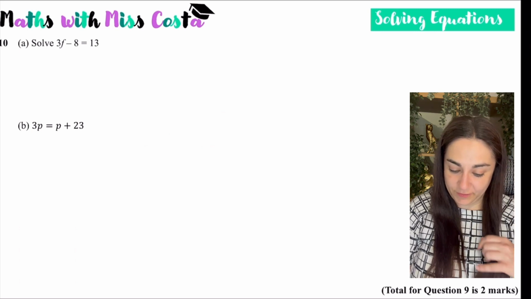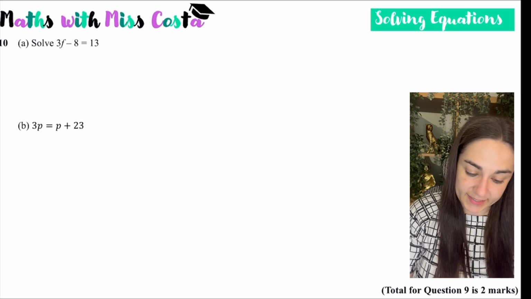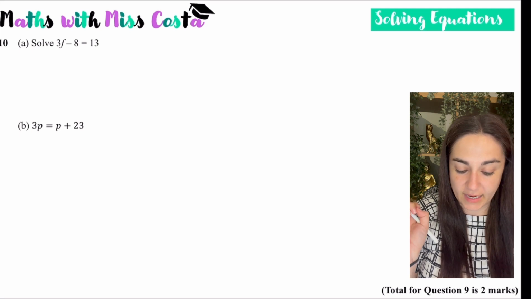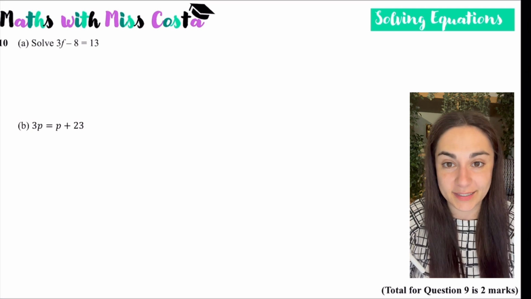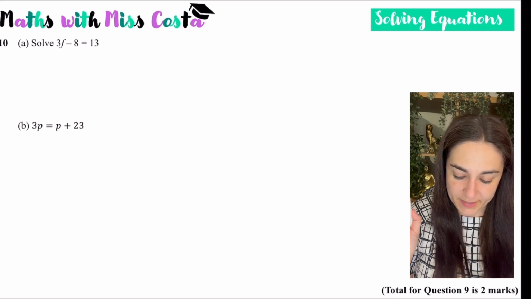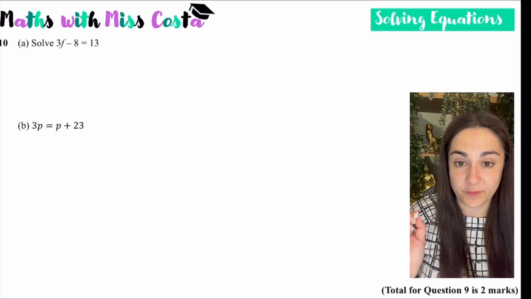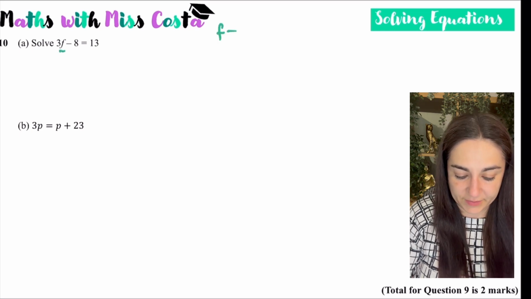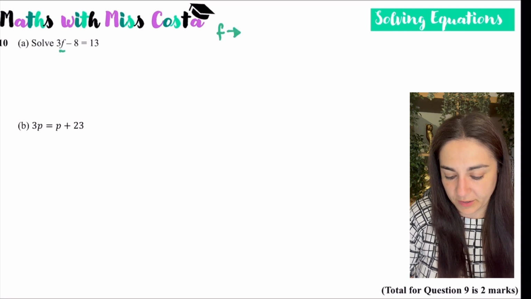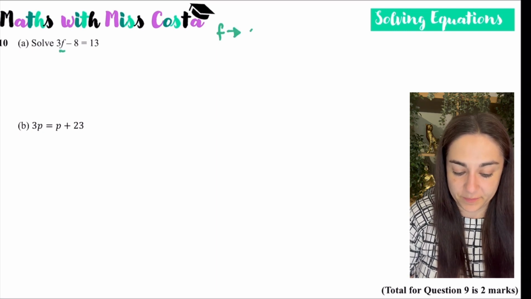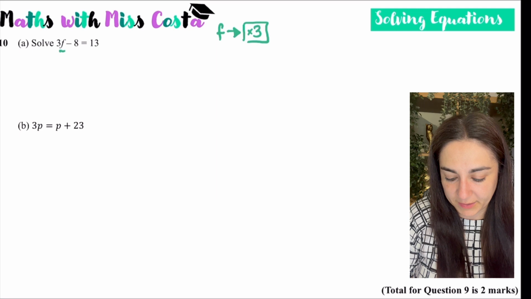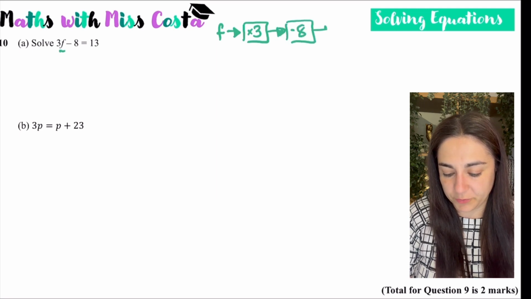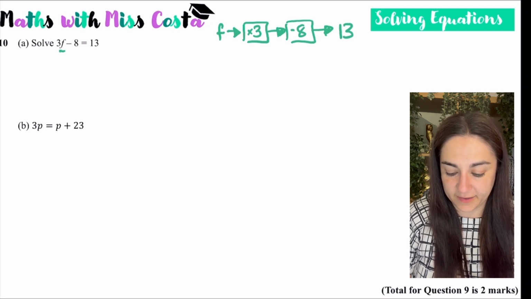Okay, next we've got solving equations. So if this is something that you struggle with, I would recommend using the function machines to help you. So the way you do that is you start with the letter, the variable, and you think, what's the first thing that's happening to it? Well, there's 3f, so that must mean it's being multiplied by 3. Then what happens? You subtract 8 from it, and what comes out is 13.